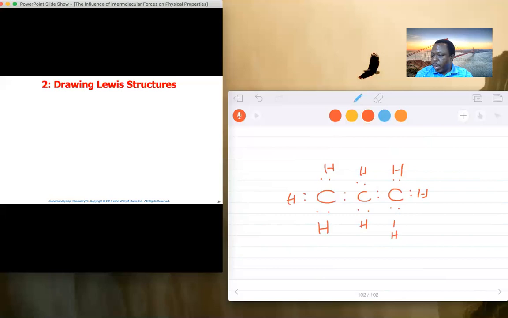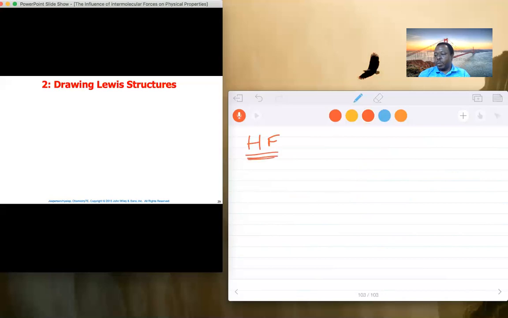Let me show you an example where the external atoms end up with electrons. For example, hydrogen fluoride, that's HF. How do we draw the Lewis structure? Rule number one, calculate the total number of valence electrons. Hydrogen is 1, fluorine is in group 7, so it has 7, and this one has 8 valence electrons. Rule number 2, draw the skeleton of the molecule. This is the skeleton.